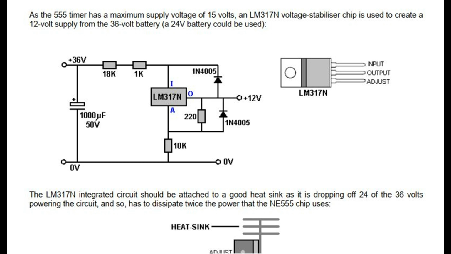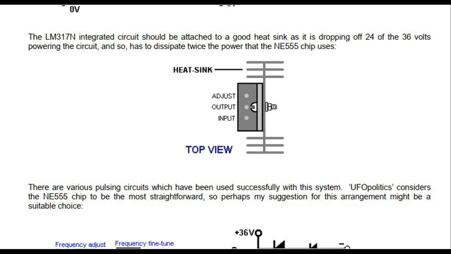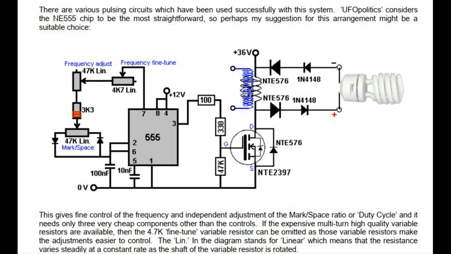There are various pulsing circuits which have been used successfully with this system. UFOpolitics considers the NE555 chip to be the most straightforward, so perhaps my suggestion for this arrangement might be a suitable choice. This gives fine control of the frequency and independent adjustment of the mark/space ratio or duty cycle, and it needs only 3 very cheap components other than the controls.